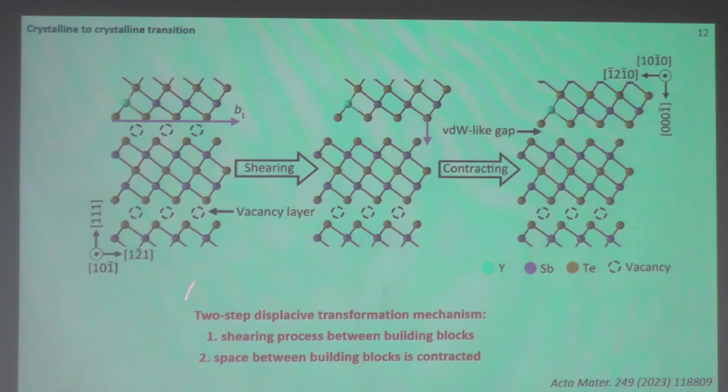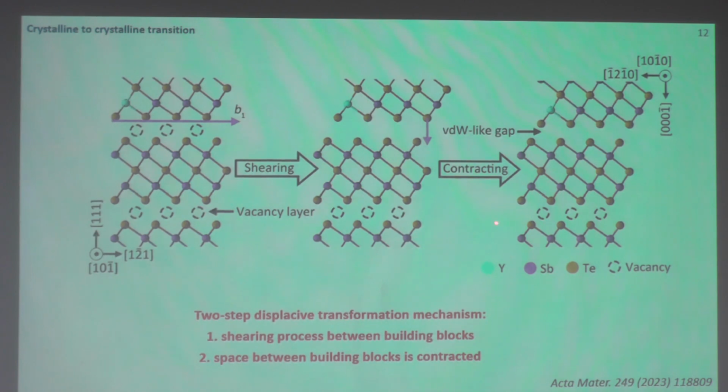And here we have two steps. One step is the shearing of the building units against each other. Here you can see this if you draw the line. It can be seen maybe better here. If you take this atomic row and make the shearing, it transforms here. And then we need to contract the system to form van der Waals-like gaps.